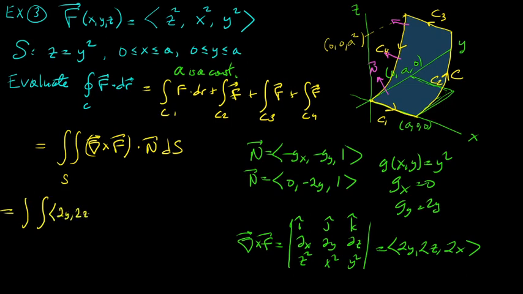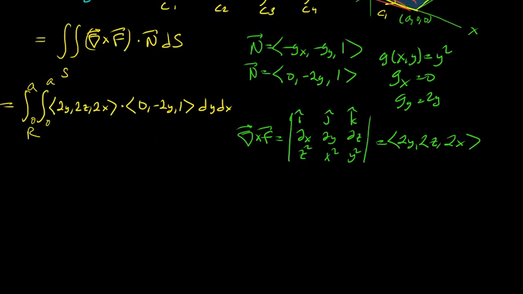2y, 2z, 2x. Dot product with n is just 0, negative 2y, and 1. This will be dy dx. And over the region R, of course, is just the square here. It's just this red square in the xy plane, right? So x is going from 0 to a, y is going from 0 to a. Yeah, it's a square. There's no need to convert to polar coordinates here, right? So we have an integral from 0 to a, another integral from 0 to a, an iterated integral.